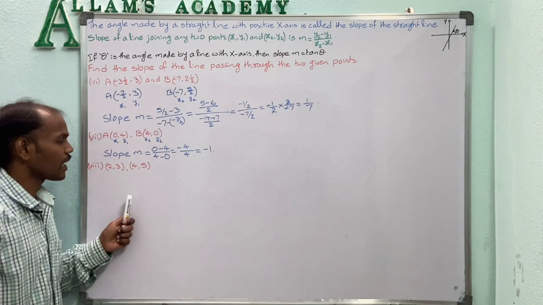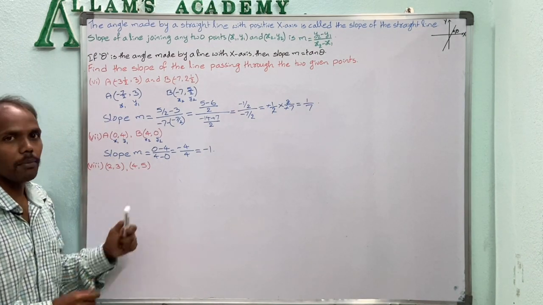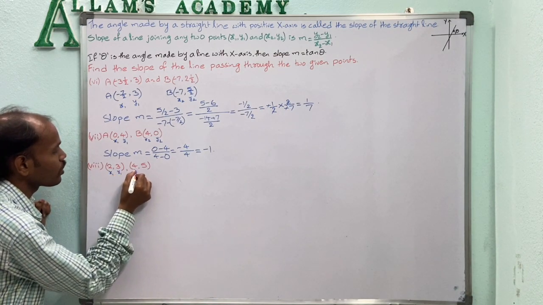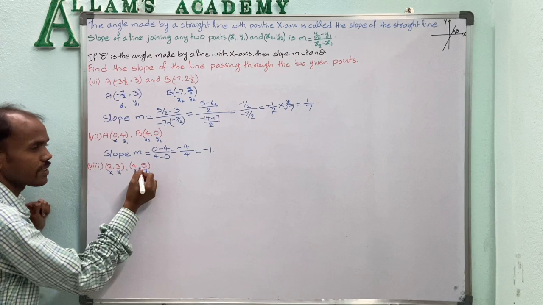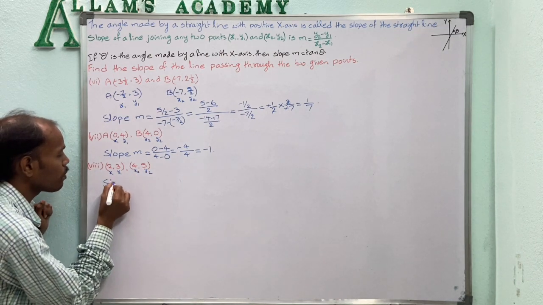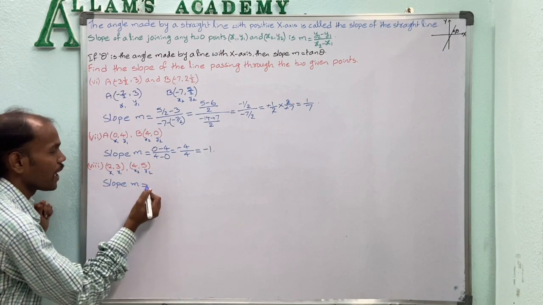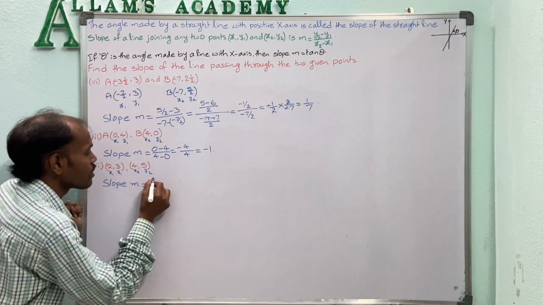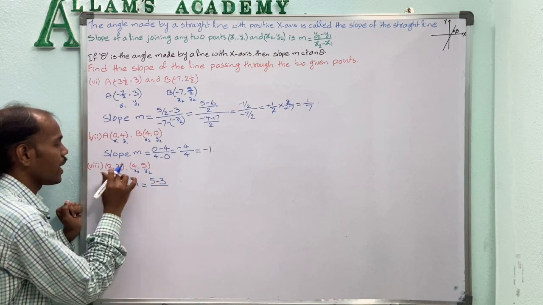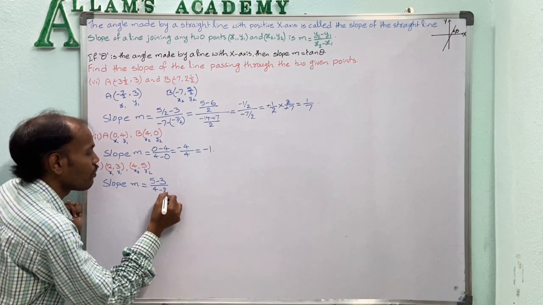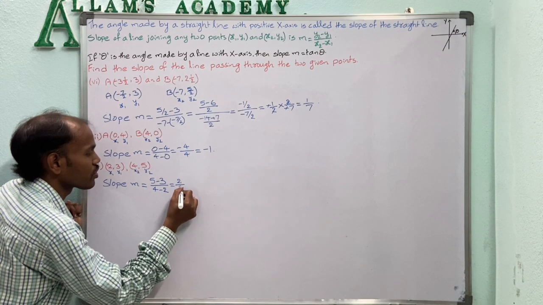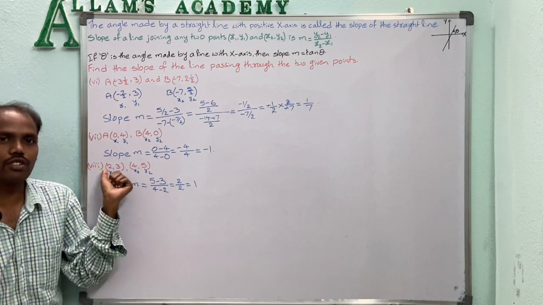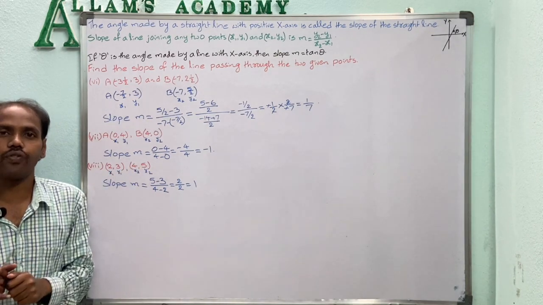Now for the points 2 comma 3, 4 comma 5, find its slope. So x1, y1 coordinates are 2 comma 3 and x2, y2 coordinates are 4 comma 5. Then the slope m is equal to y2 minus y1 by x2 minus x1. So y2 is 5, y1 is 3. So 5 minus 3 by x2 minus x1, 4 minus 2. 5 minus 3 is equal to 2, 4 minus 2 is equal to 2. So 2 by 2 is 1. So 1 is the slope for the points 2, 3 and 4, 5.